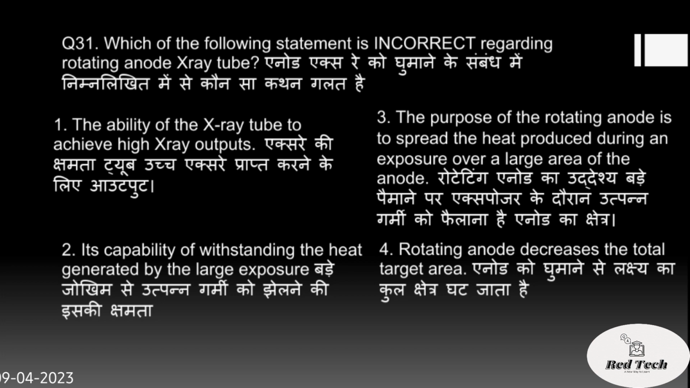Now go to the third option. The purpose of the rotating anode is to spread heat. When we use the rotating anode, it continuously spreads the heat produced during an exposure over a large area of the anode. So it is also correct regarding a rotating anode. So the remaining option is option number 4: the rotating anode decreases the total target area. So the right answer is basically this option. Generally there is no such connection between the rotating anode and decreasing the target area. So the incorrect statement regarding the rotating anode is option number 4.